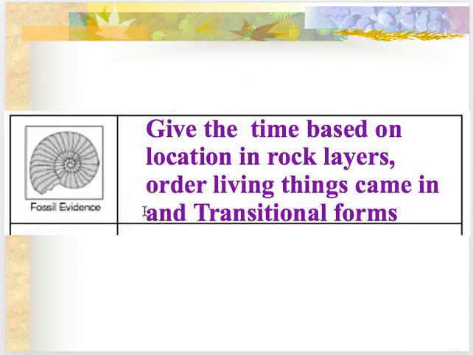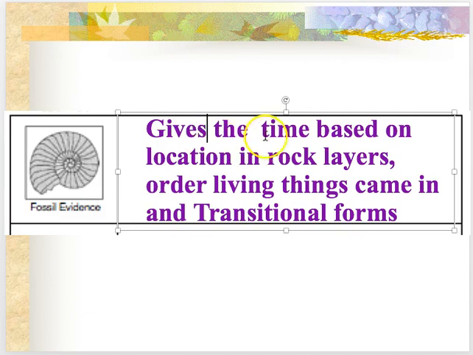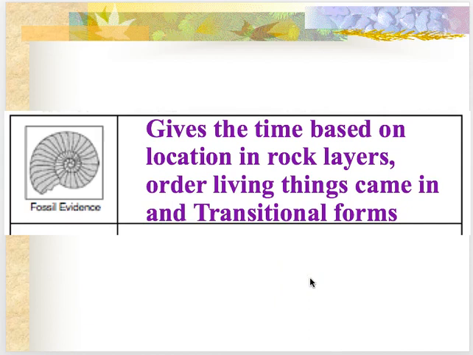For your notes, fossil evidence gives the time based on the location of the rock layers, order living things came in, and their transitional forms. Again, what you need to write specifically is that it gives the time based on location in rock layers, order living things came in, and their transitional forms.